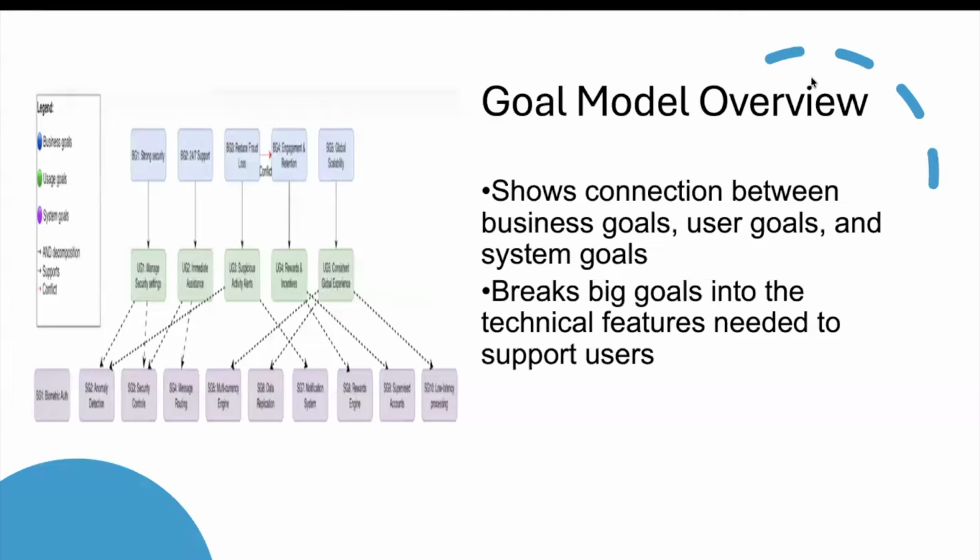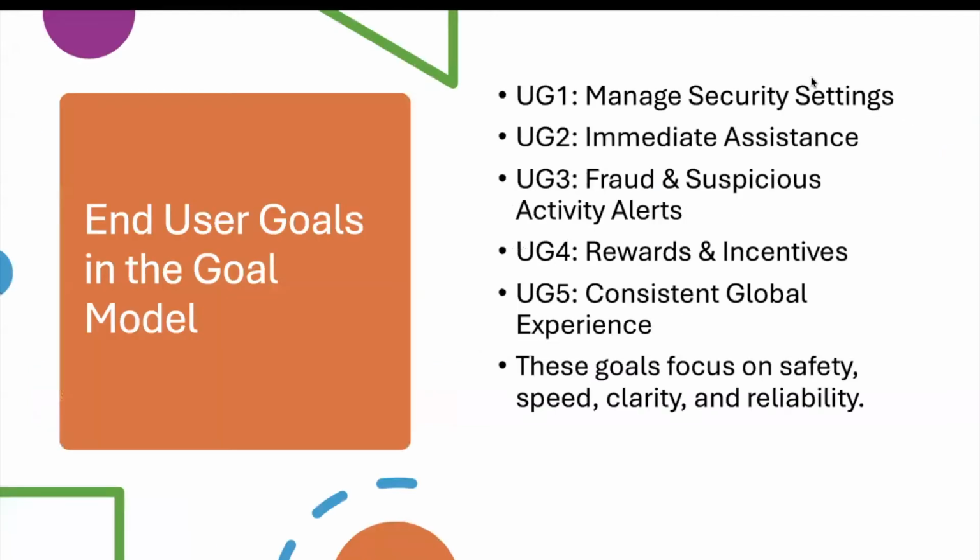Our second model is the goal model, as you can see here. This shows how the high-level business goals break down into user goals and then into system goals. It allows us to trace exactly why each technical requirement exists.